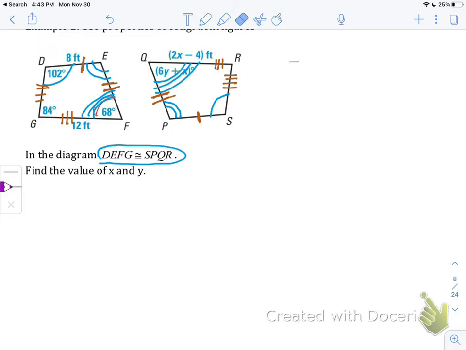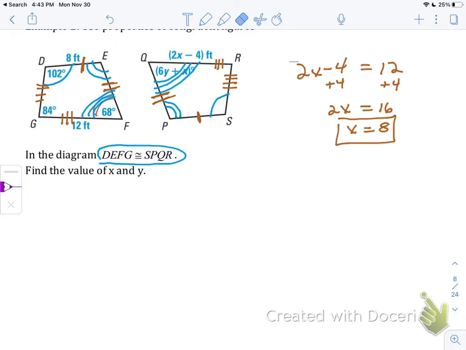Okay, so seeing what I have. So it looks to me that 2x minus 4 has 3 hash marks. So that has to be equal to 12 because that's where the 3 hash marks are on the first shape. Add 4, 2x equals 16, x equals 8. We are halfway home. Okay, next one.